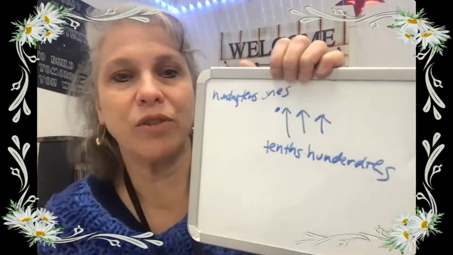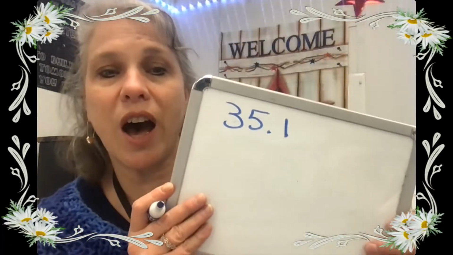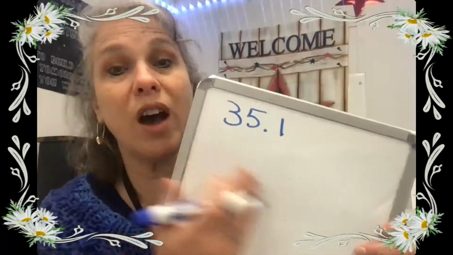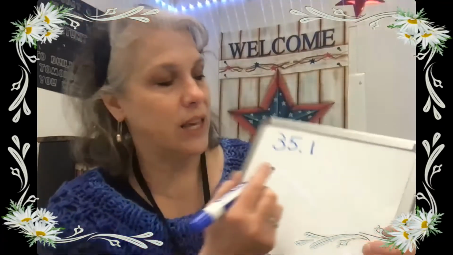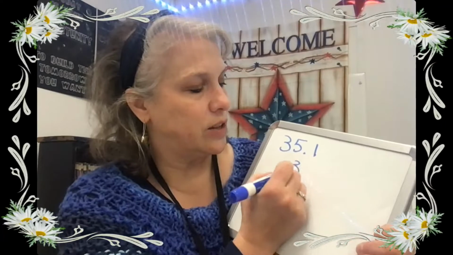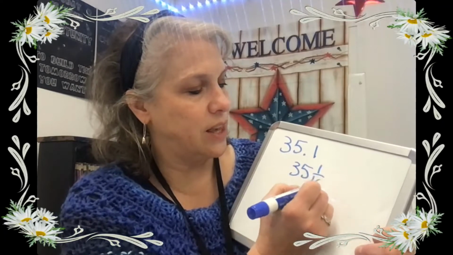And this is the thousandths place. Okay, so that's after the decimal. So you can rewrite a number, for example, 35.1 is 35.1, also 35 and 1/10. So I could write it like this, 35 and 1/10.